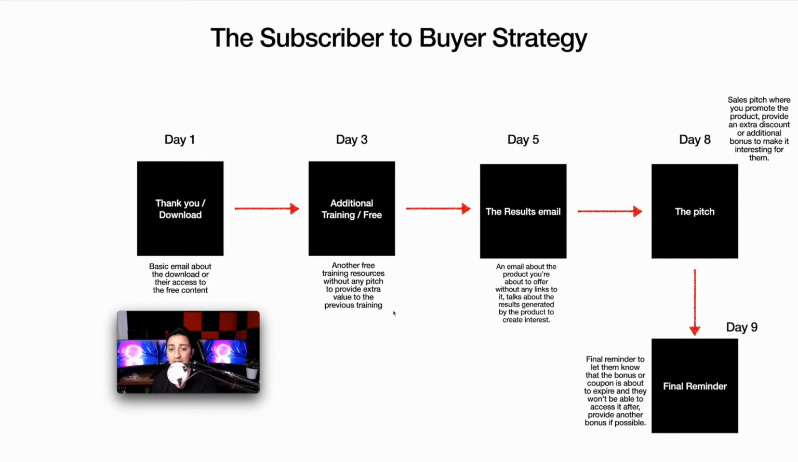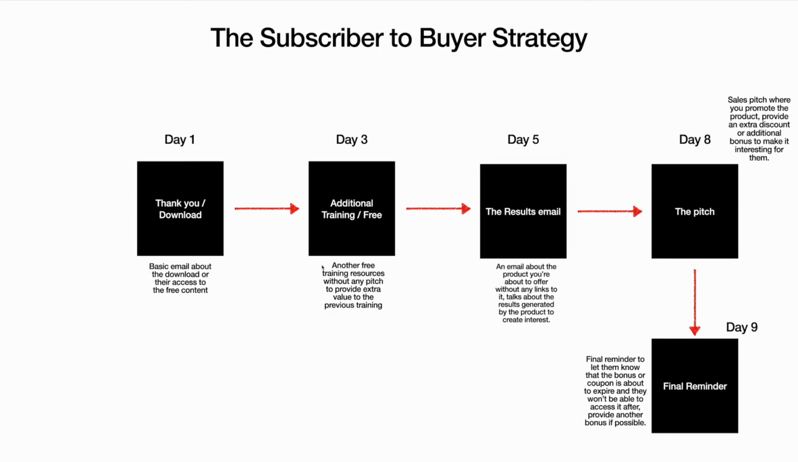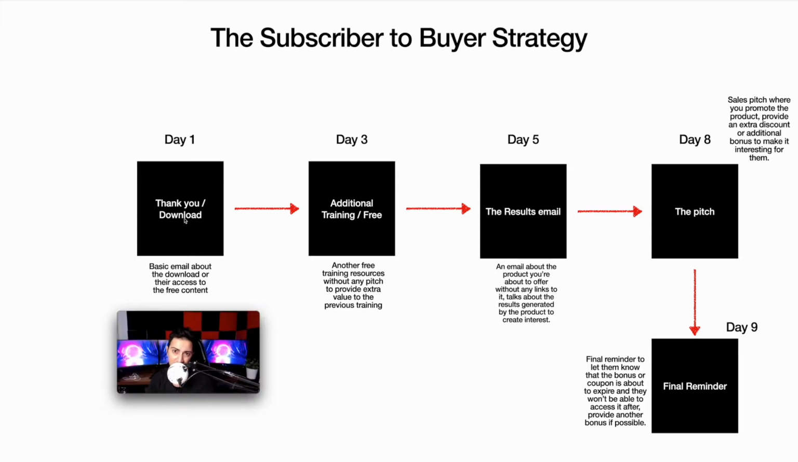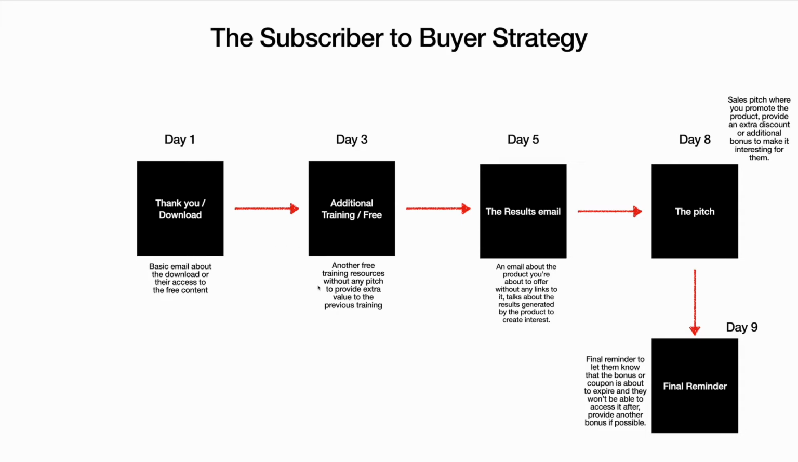All right, so with that being said, that would be day one, and then day three. In day three, instead of trying to sell them something, I'm going to provide additional training and free content. This could be another ebook, another video if you want. I usually mix it up. For example, if they download an ebook when they sign up, the next additional training that I provide is going to be a video, so it's a different kind of content. Again, this will be additional training, basically without any pitch. It's just simple value providing, nothing to sell here.